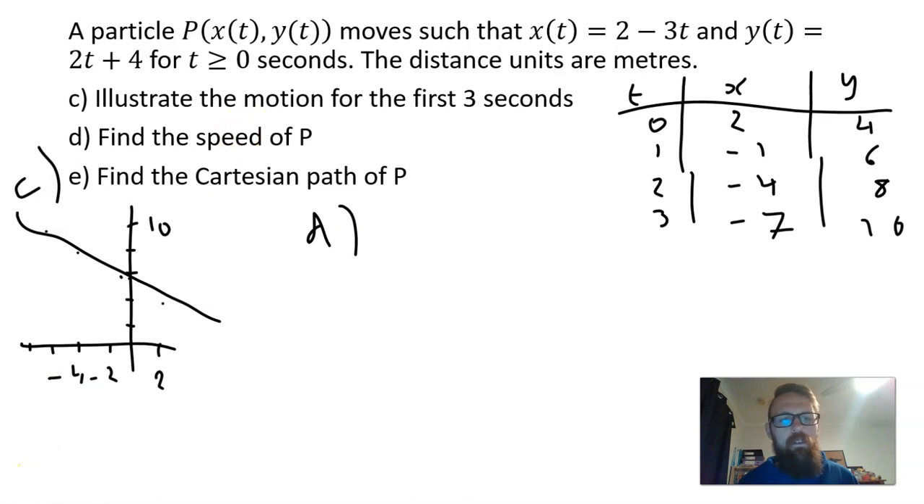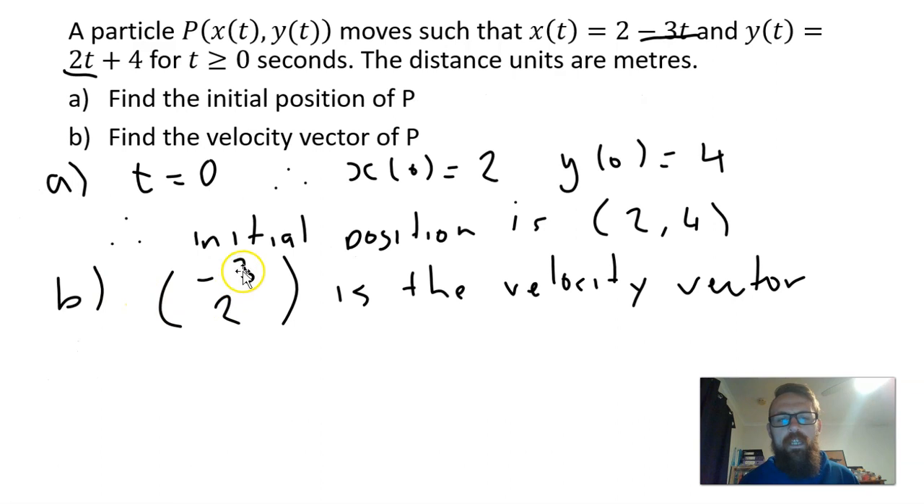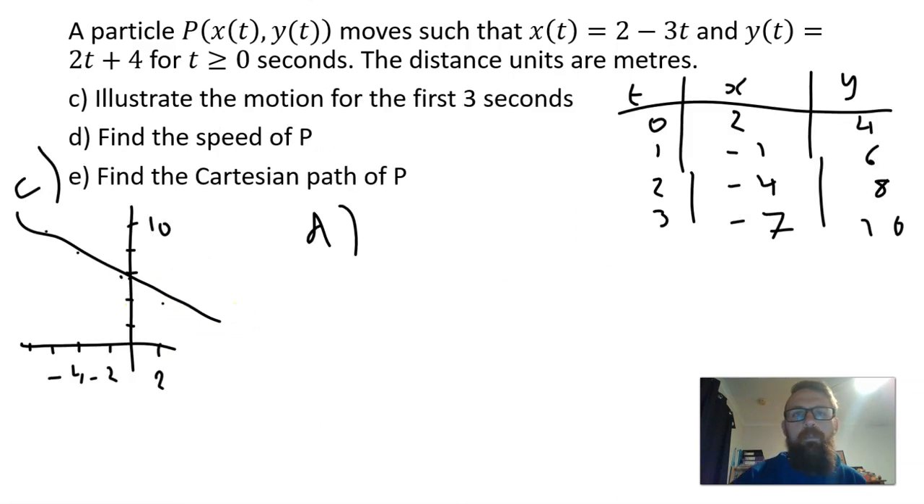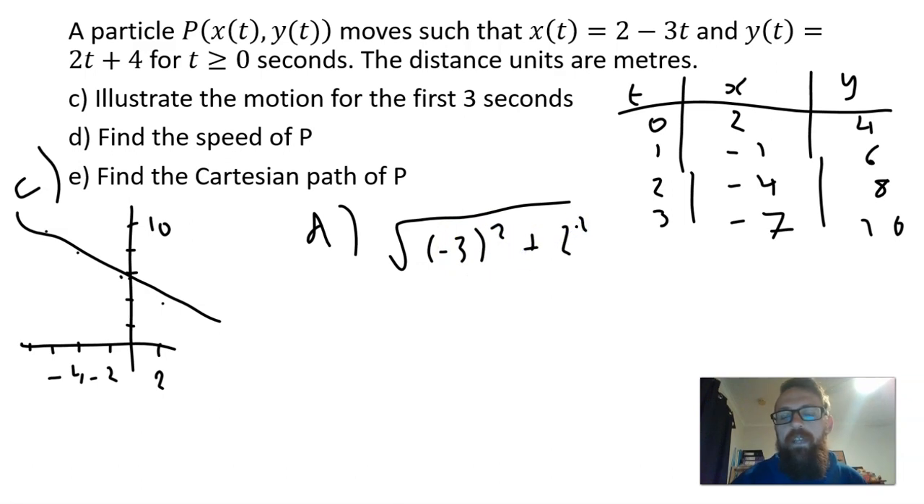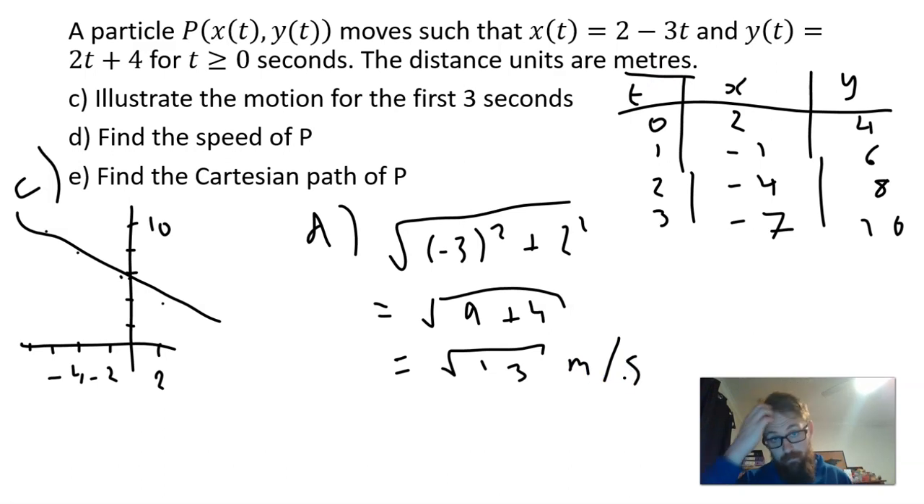So what we know already is the velocity vector was (-3, 2). So the speed is going to come from there. So the speed is equal to the square root of each part squared. So -3 squared plus 2 squared. So we've taken that straight from the velocity vector. Square root of negative 3 squared is 9, 2 squared is 4, equals the square root of 13. And we know the units are in meters, so we can say meters per second. All right, excellent. And that's part D.